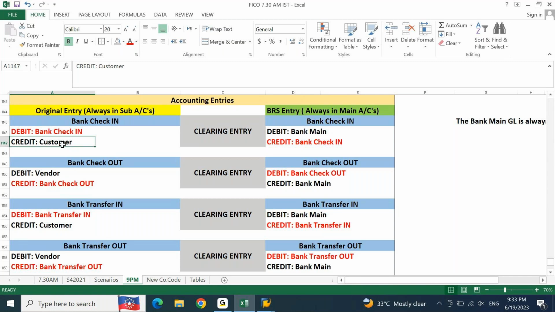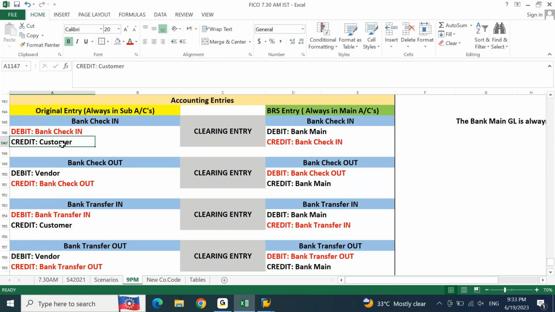Correct. You are receiving the check from the customer. Here just you are passing the one entry in our company books. Yes, sir. Yes, in the company books, based on the BRS, that check is clear. So your main account will be increased. You're right. Okay, sir, I understood.